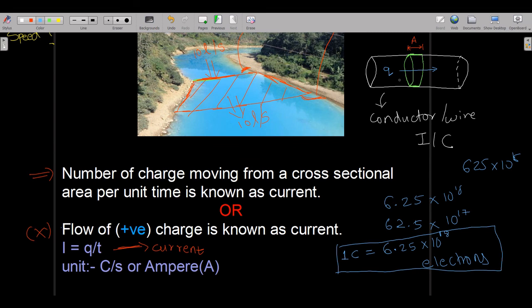A good conductor like iron or copper may pass more than 1 coulomb of charge. That means it is successful in passing 6.25 into 10 raised to 18 electrons per second. So I hope you understood this concept of current.